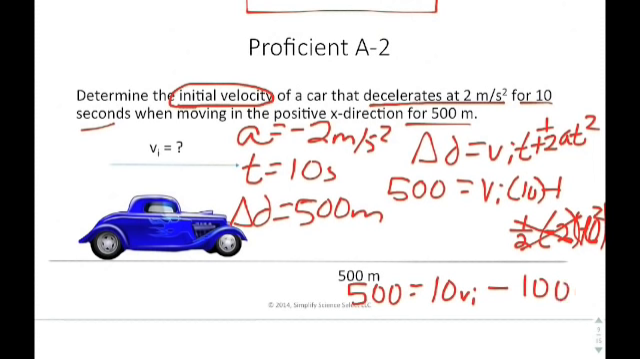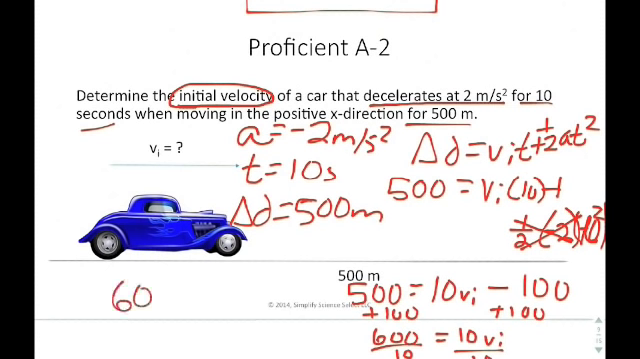So now we can rearrange. We can add 100 to both sides, and we get 600 is equal to 10 vi. Divide both sides by 10, and what we're left with is that 60 equals vi, or 60 meters per second, which is an incredibly fast speed for a car.